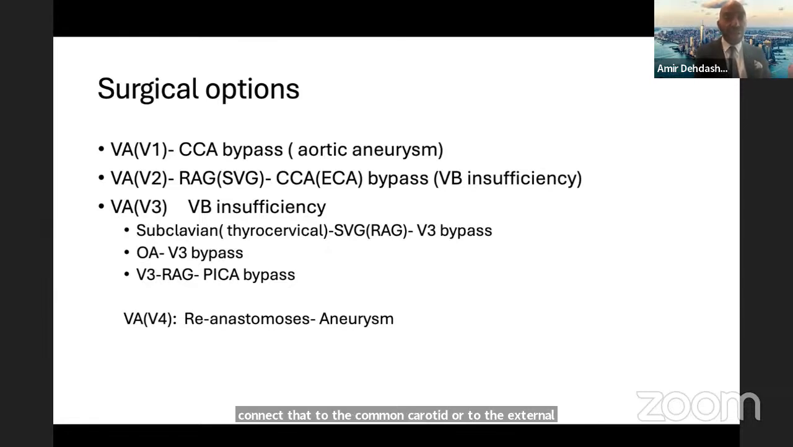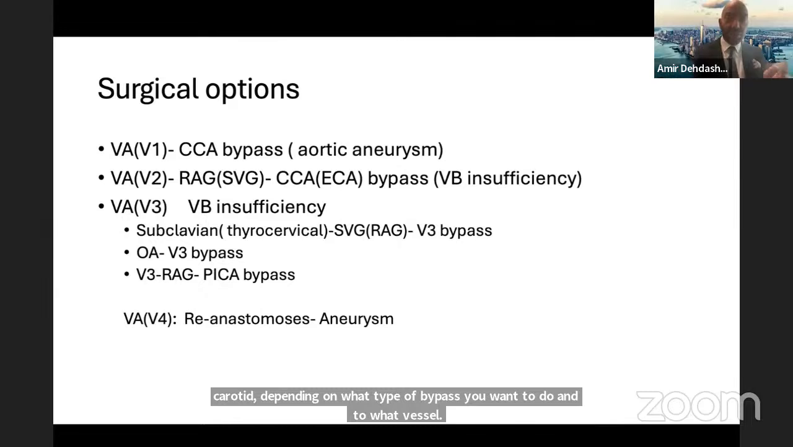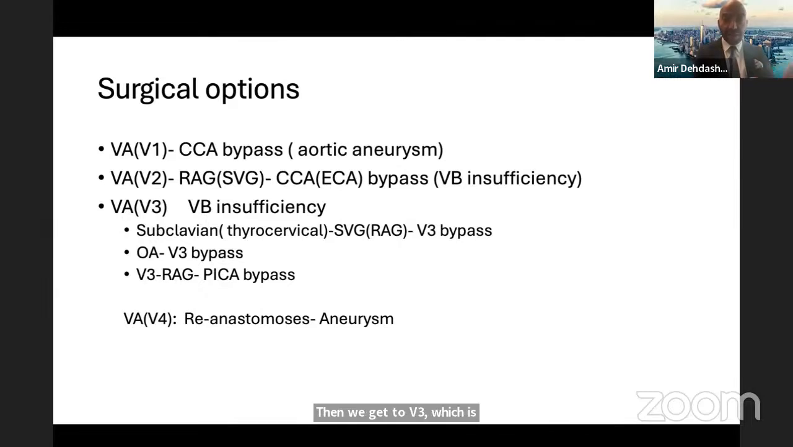Then we get to V3, which is again used for VB insufficiency as a good indication, and there is a variety of options for V3.